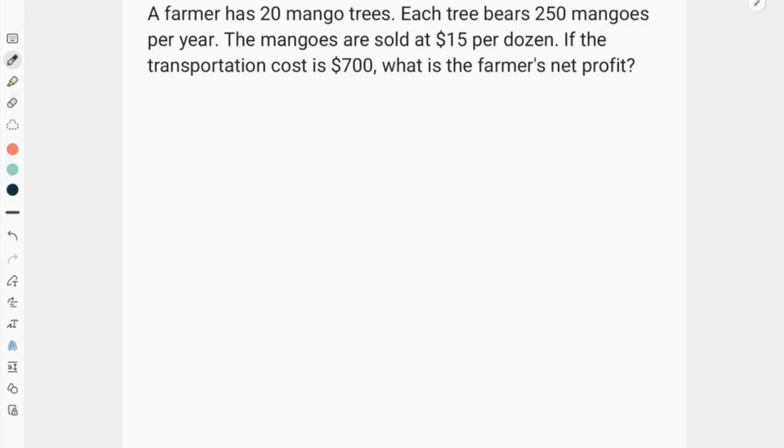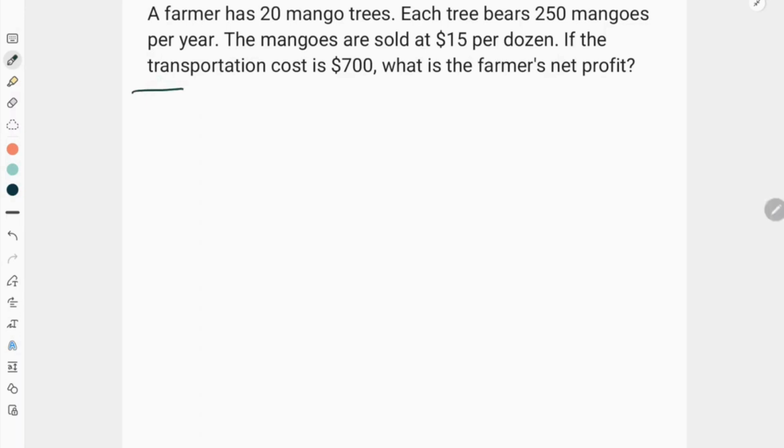And the transportation cost is $700. So that's the cost of transporting, I guess, the mangoes from the field to the farmer's market. And then we have to subtract this cost from his net sales amount, and that should be his net profit, assuming that there are no other expenses. Nothing is mentioned in the problem, so let's assume that there are no other expenses. Okay, let's see how we can go about this.